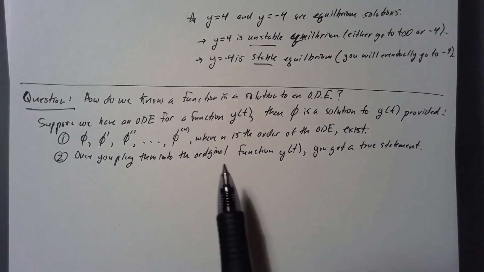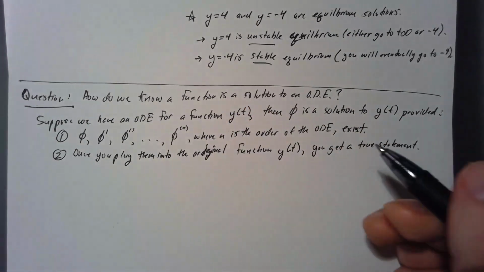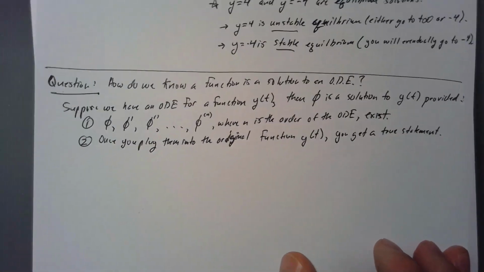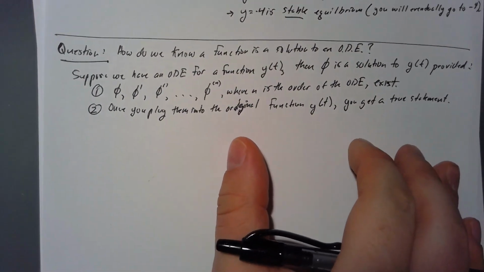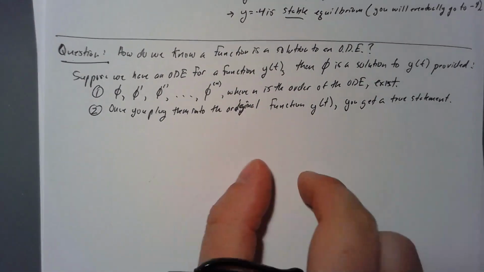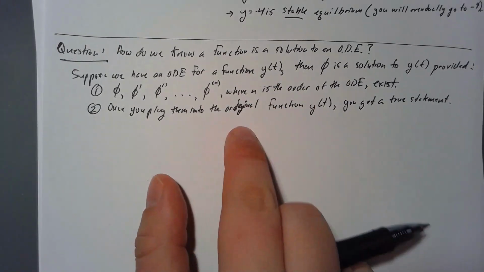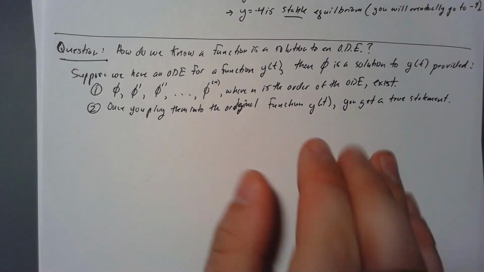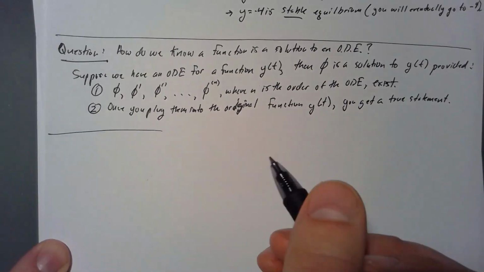So this might seem a little weird, and yeah, I absolutely butchered the word original. But it's really not that. It's pretty straightforward. If you're given an ODE and you're trying to verify a function as a solution to the ODE, take all the derivatives up to the highest order, plug them in, and if you get a true statement, you verified that function as a solution to the ODE. That's really it.